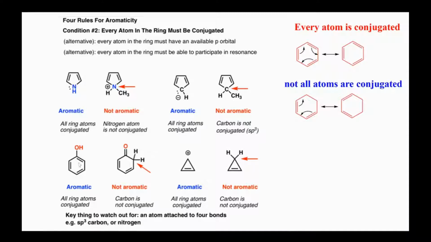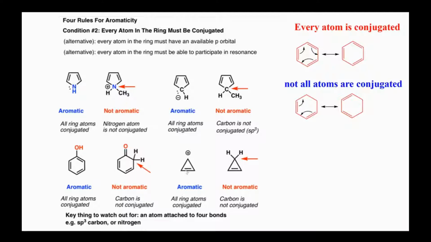Have a look at this phenol. If you look at this phenol, the lone pair of this oxygen and the benzene ring are fully conjugated. All ring atoms are conjugated. If you look at this slightly different example than phenol, this is a cyclic ketone, but with conjugated dienes. But if you look at this carbon, which contains 2 hydrogens, this carbon has sp3 hybridization, so this carbon is not involved in resonance or conjugation, hence it's not aromatic.